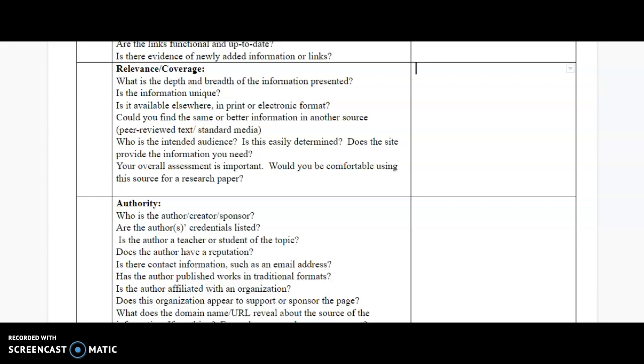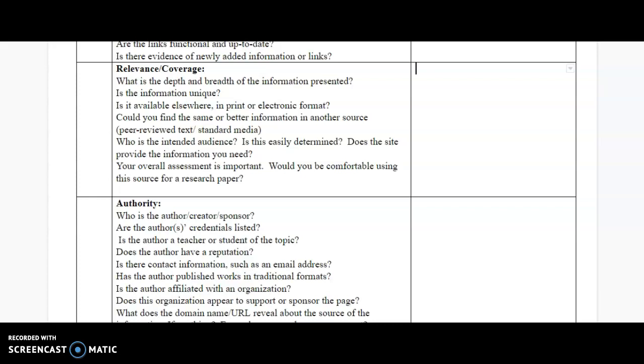Okay. Is it available elsewhere in print or electronic format? That's where we're going with that. Could you find the same or better information in another source, i.e. peer-reviewed text or standard media? Peer-reviewed text is really great because it has been reviewed and vetted by other professionals in that field, and so we're more likely to get accurate information.